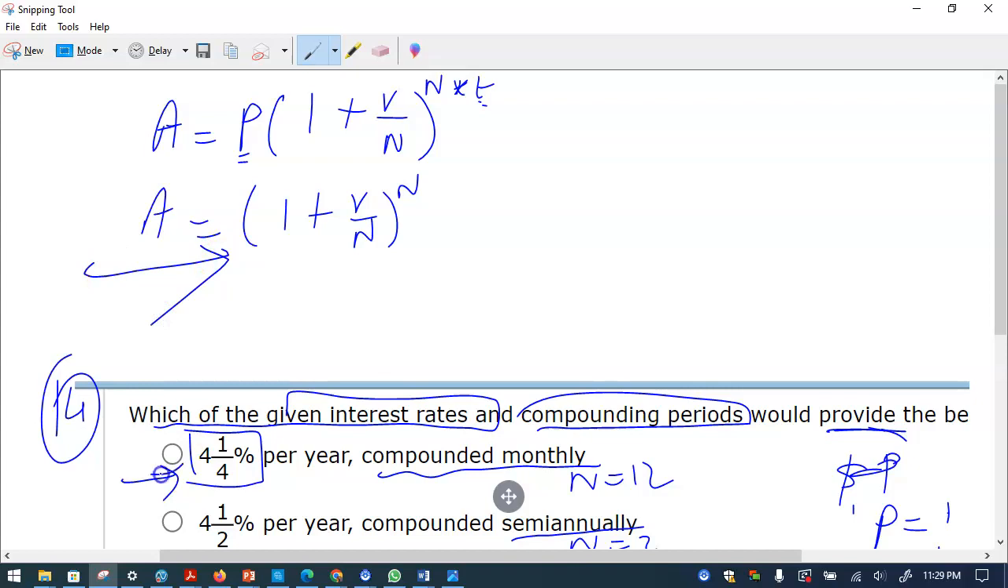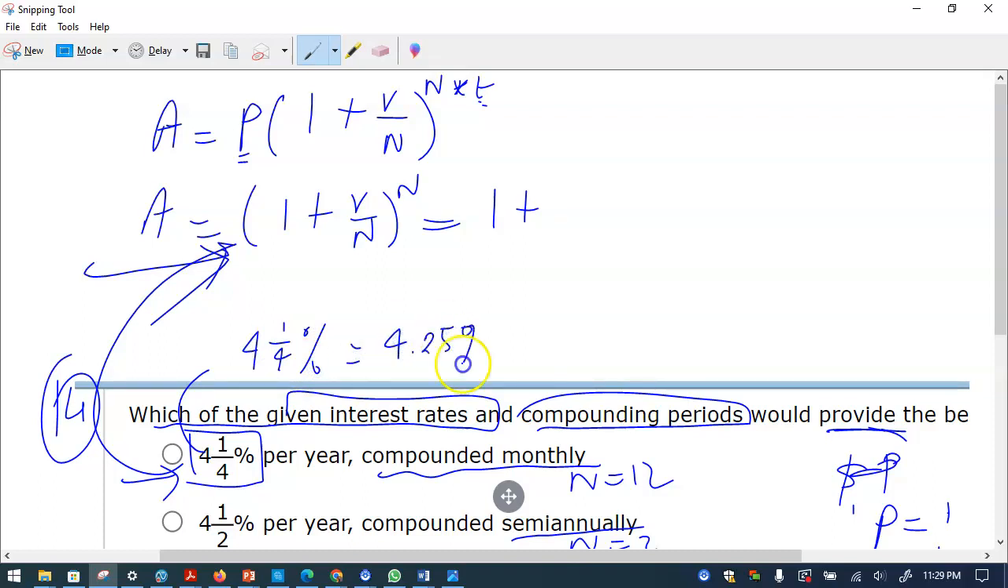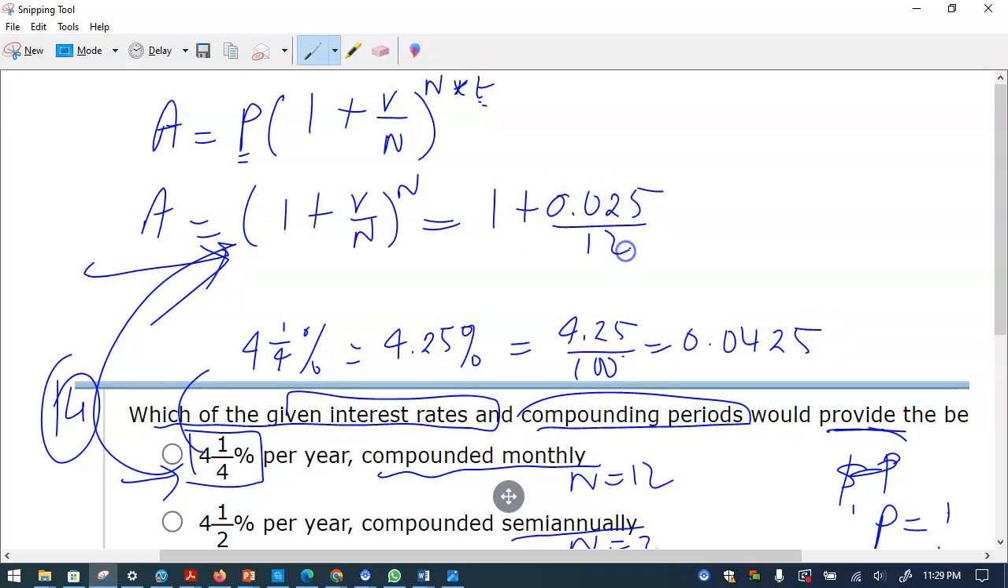In the first one, this will be 1 plus 4.25%, which means 4.25 over 100, that is 0.0425. So this will be 1 plus 0.0425, divided by 12 and raised to 12. So this n is 12. This is what you put in the calculator and see what you get.